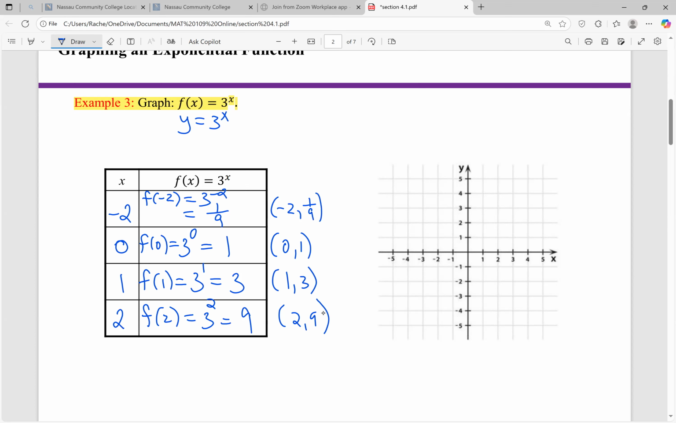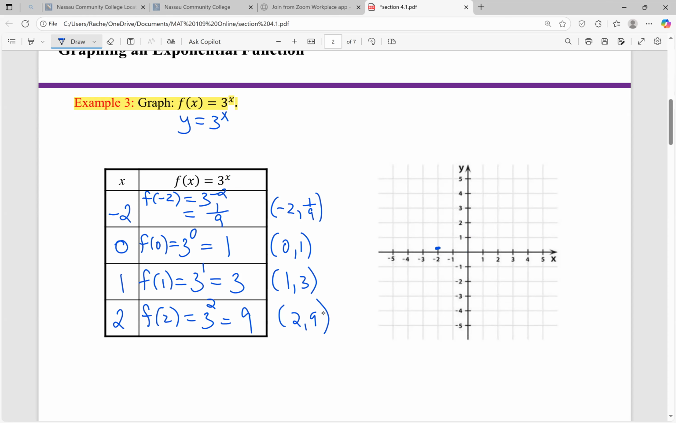So -2, 1/9. So 1/9 is like if I were from 0 to 1, if I were to divide that scale into ninths. So it's going to be very, very close to 0. So I'm going to go over 2 and then barely up on the y, up 1/9. So we're barely moving up the y-axis.